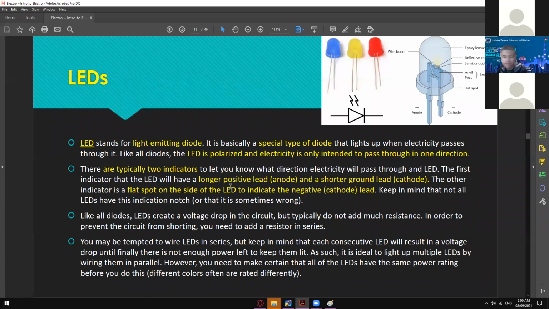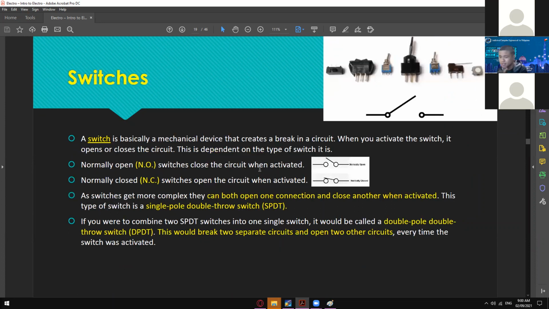And then we have LEDs. I will not discuss this one anymore, but just take a look at this one, and you will already understand the parts of it. Again, most likely the shorter leg is for the negative, and the longer one is for the positive. And if you don't want to check the legs, just find the flat spot. Wherever there's a flat spot, that is the negative one, or the cathode, and the positive one is the anode.